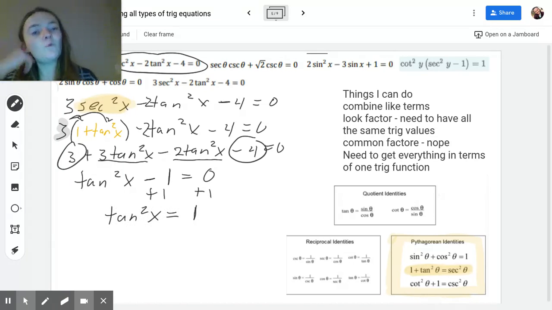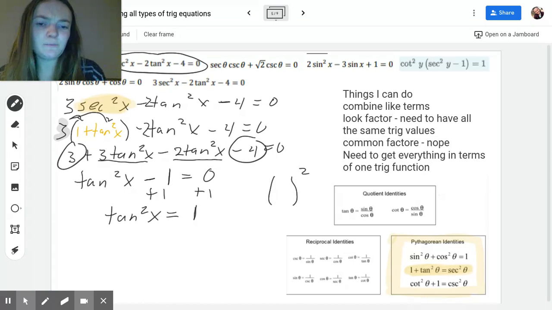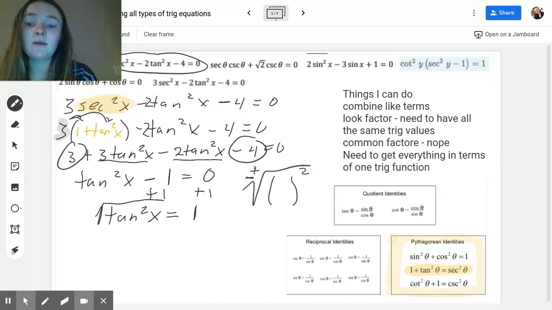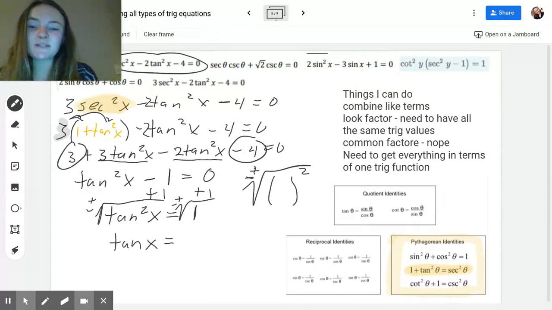If I think about what we did a couple of chapters ago, we talked about inverses, and we thought about what undoes things. So what undoes a square function? Well, what undoes a square function is the plus or minus square root function. So I'm going to take, and be careful here, the plus or minus square root on both sides. That's going to cancel out the squared, so then I get tangent of x is equal to, well, the square root of 1 is 1, so this is going to be plus or minus 1. That is the same thing as saying 1 and negative 1.